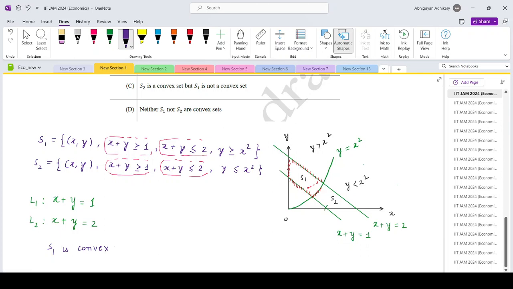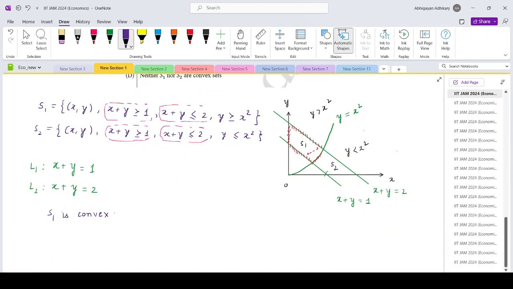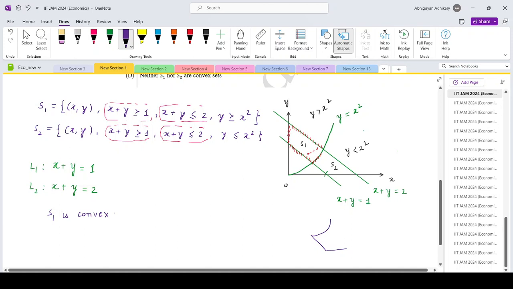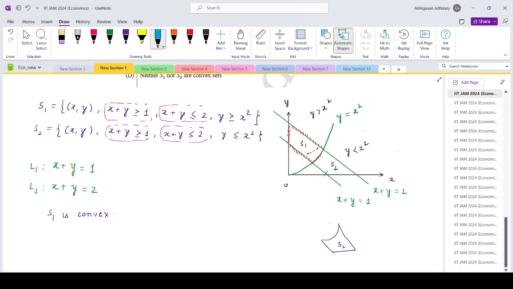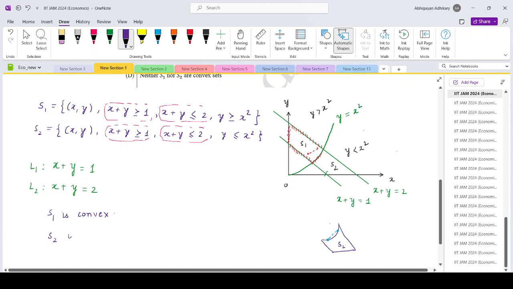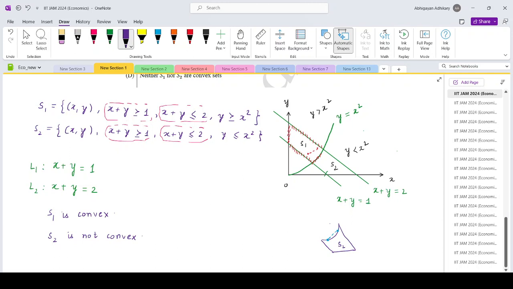However, if you look at S2, if I can draw a rough sketch outside the graph, the graph of S2 looks something like this. Correct? So if you take any 2 points on these two regions and draw a dotted line, then this dotted line lies outside the set S2. So that means that set S1 is convex, whereas S2 is not convex.